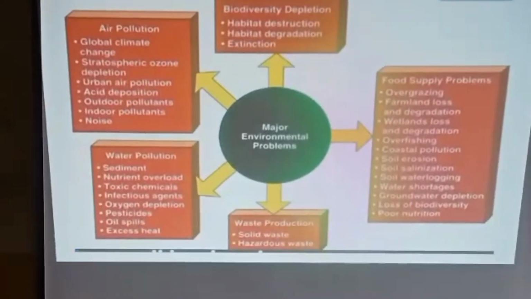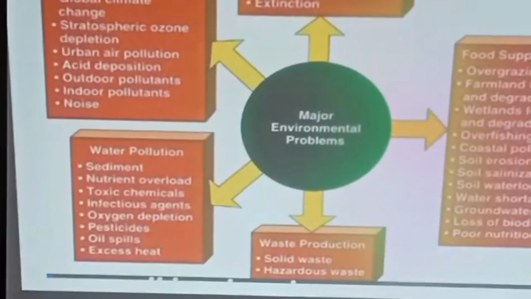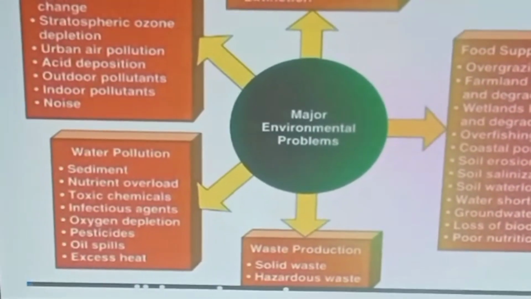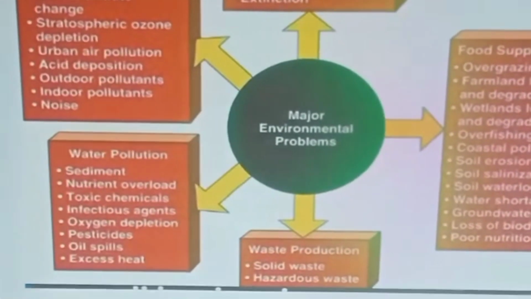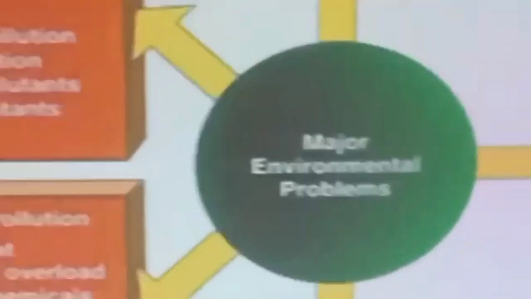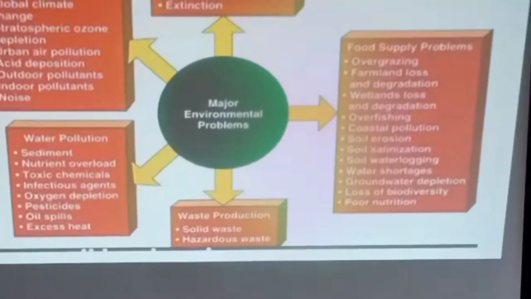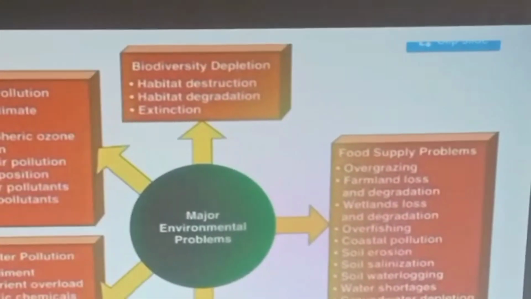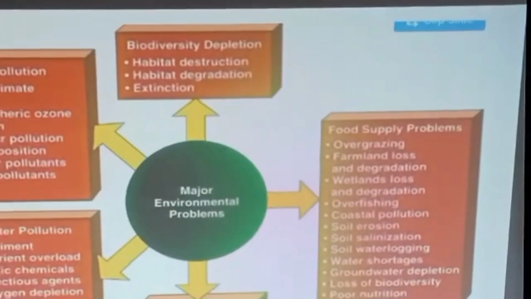Under the water pollution, we have the following: sediment, nutrient overload, toxic chemicals, infectious agents, oxygen depletion, pesticide, oil spills, and excess heat. Under the biodiversity depletion, we have the habitat destruction, the habitat degradation, and extinction.